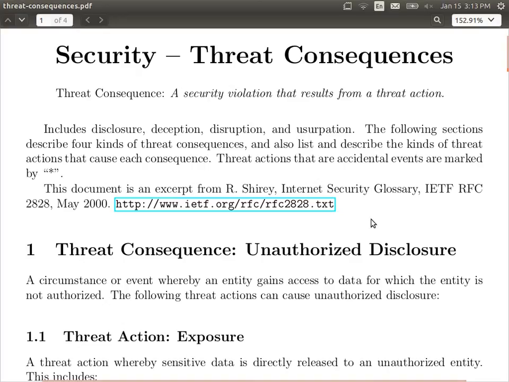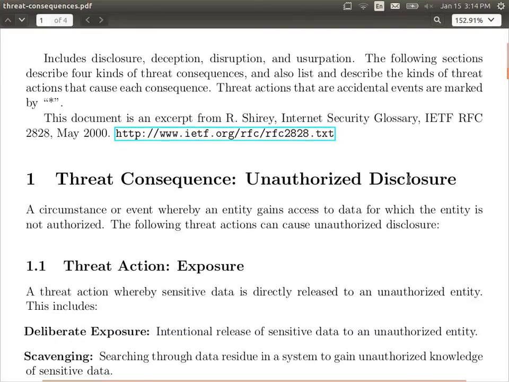So a threat consequence is a security violation that results from a threat action. So if an attack takes place, then we violate our security policy, and that's the consequence. And this classification breaks it into four different types: disclosure, deception, disruption, and usurpation. And I had to look up that word to know what it means when I found it. So you have that printed there. Maybe just go through that. It's easier than on the slides. It's not in the book. Yes, it is.